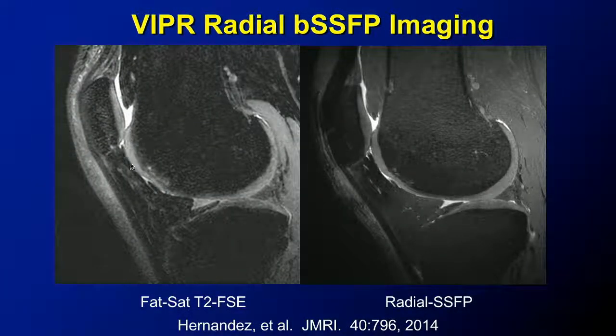Here again, compared with the fat-sat 2D fast spin echo, we get cleaner depiction of the trochlear cartilage, and we do see some of the bone marrow lesion, although it's not as bright as it is on the 2D fast spin echo approach.